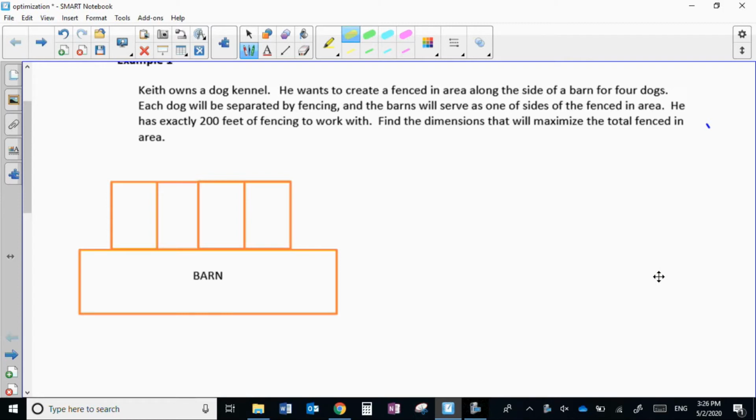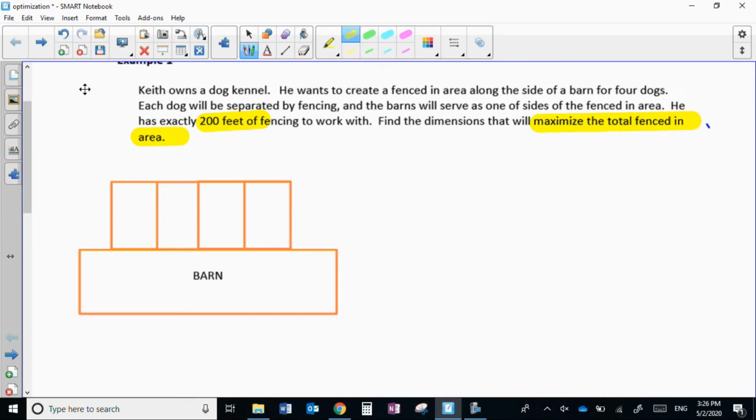So the first optimization problem I'm going to work on involves area. So we have Keith, who owns a dog kennel, and he's going to create a fenced-in area along the side of a barn for 4 dogs. He has 200 feet of fencing to work with, and he wants to, of course, maximize the total fenced-in area.